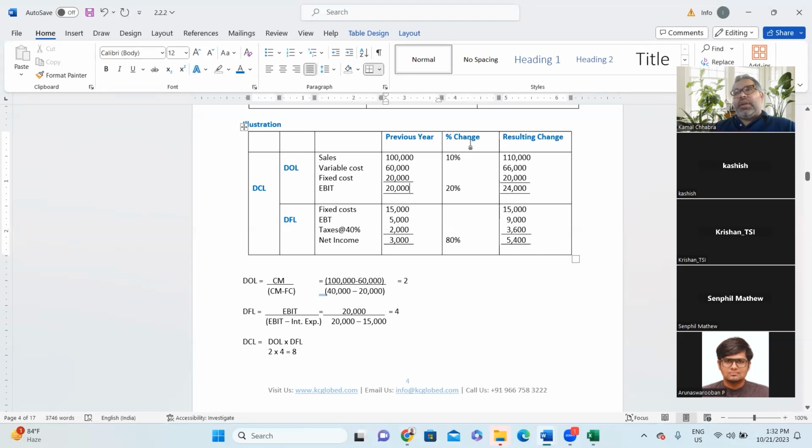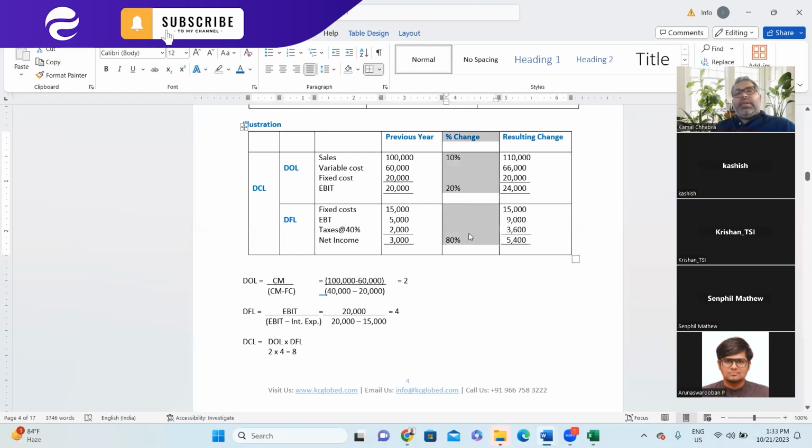And then you have the change in the current year. Your sales have increased by 10%. So your earnings before interest and tax have increased by 20%. Your finance cost is constant. What will be the impact on net income? If you see, the resulting change is on account of the change in these percentages. What is the question saying? There is a 10% increase in sales. What is the impact of the same on EBITDA as well as on net income?